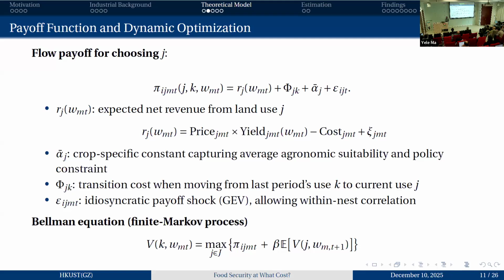This is our cost component, which has four parts. The constant alpha bar is the crop-specific function, capturing the average land quality constraint. And the conversion cost depends on the specific length, which means the curve goes downward, and they follow this description.